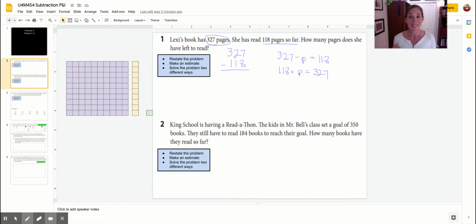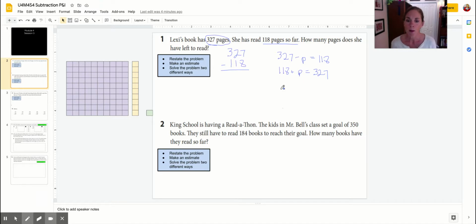One way that you cannot solve this problem is to break it down the way that we normally do with addition, saying 300 minus 100, 20 minus 10, and 7 minus 8. And why can't you do that? Right, because you can't do 7 minus 8. So you can't do the traditional splitting out of our place values. Let's think about what we could do here.